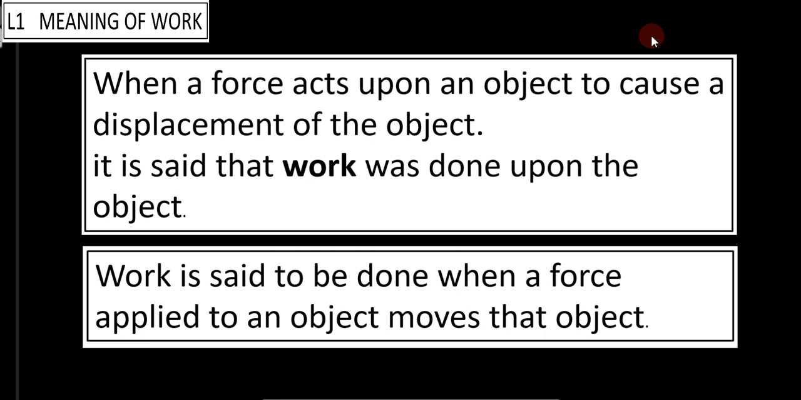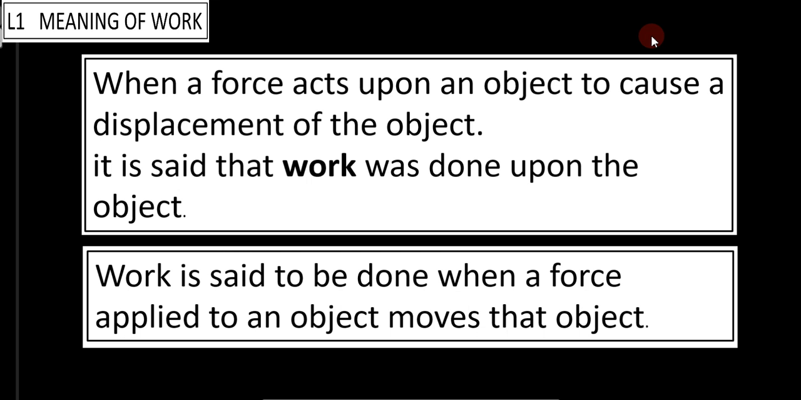Okay, so there are a number of examples आपण बघणार आहोत पुढे. पण आपण जरा थोडेसे डेफिनेशनला बघून घेऊयात. When a force acts upon an object to cause a displacement of the object, it is said that work was done upon the object. ओके, म्हणजे बघा, आता आपण एखादी खूप हेवी बॉक्स आहे आणि त्याला आपण फोर्स अप्लाय करताय. Yes, force is not zero, you are applying force. Yes, you are very honestly applying force from every muscle of your body, but there is no displacement, hence no work done.